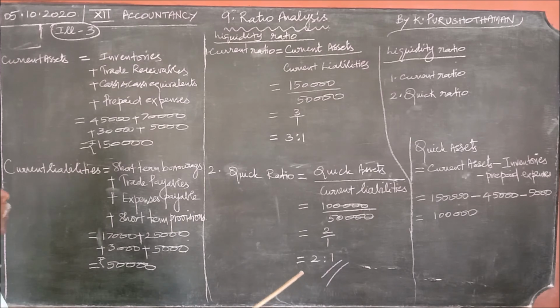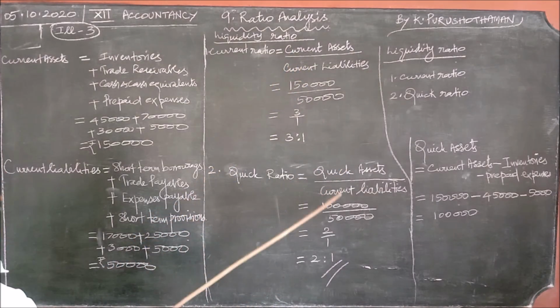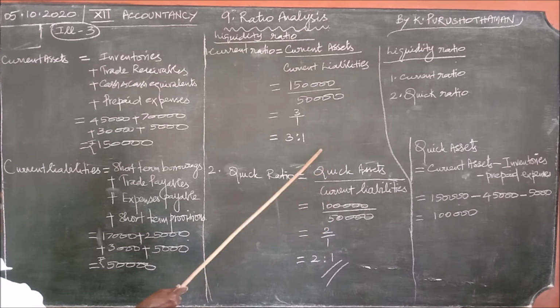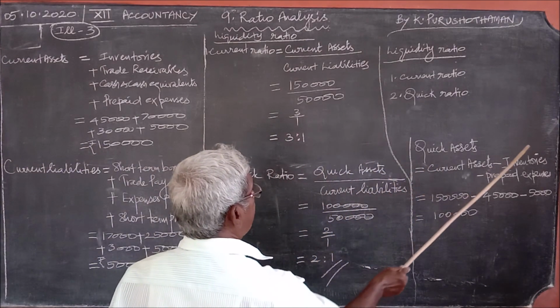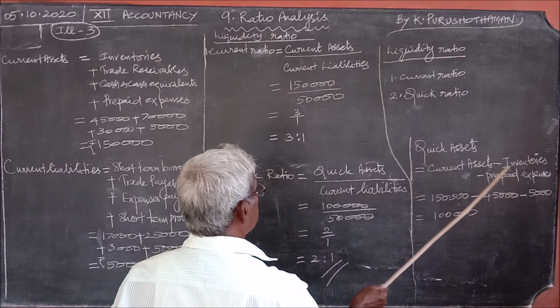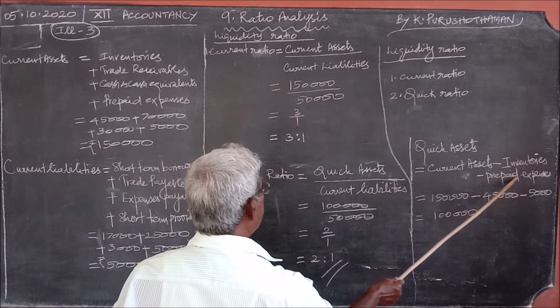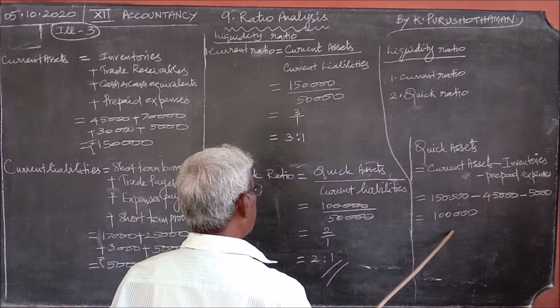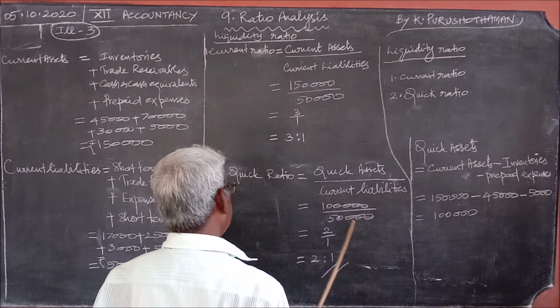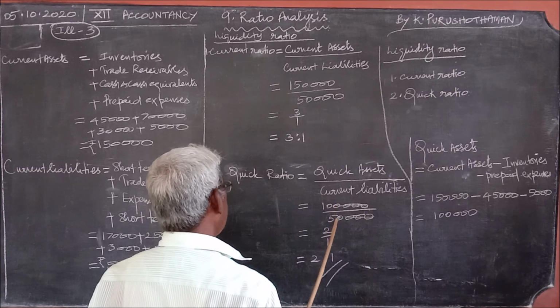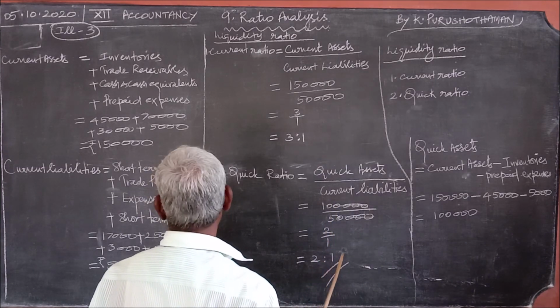And what about the quick ratio? Quick assets by current liabilities. The same current liabilities we write in the denominator. But what about quick assets? For quick assets, current assets minus inventories minus prepaid expenses. Current assets minus 50,000, so we have 1 lakh. We write the quick assets 1 lakh by 50,000. That is 2:1.